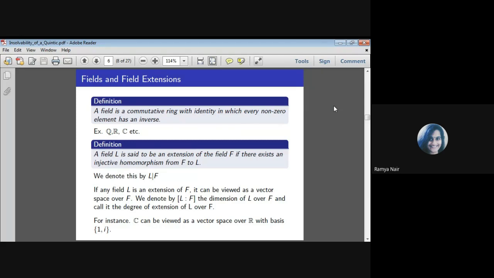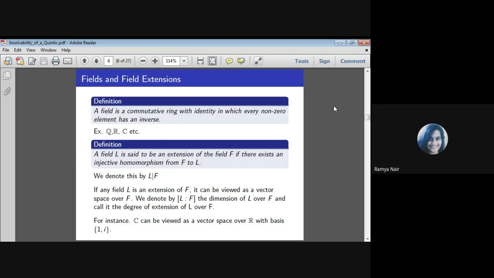So if any field L is an extension of F, it can be viewed as a vector space over the smaller field. That notation denotes the dimension of L over F as a vector space, and we call it the degree of extension of L over F. As an example, you can see that the field of complex numbers can be viewed as a vector space over R with basis 1, i.